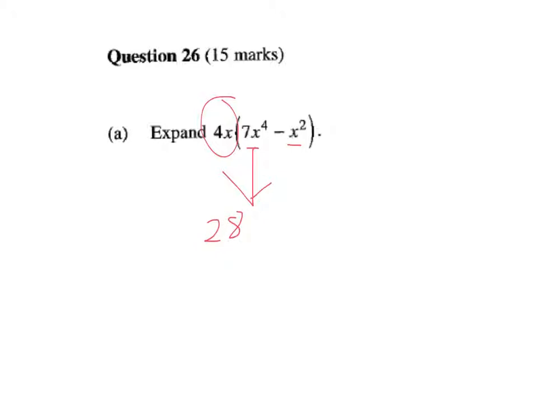x times x to the power of 4, that's x to the power of 5. And x squared, 4 times x squared, that gives you 4x to the power of 3. Of course that's negative x, which means that it is negative 4x to the power of 3. And that's it, 1 mark. Done. Alright, next one. It's got to get harder from here.